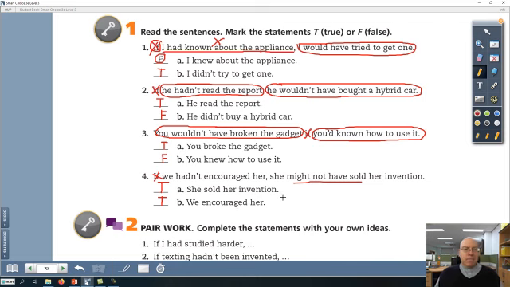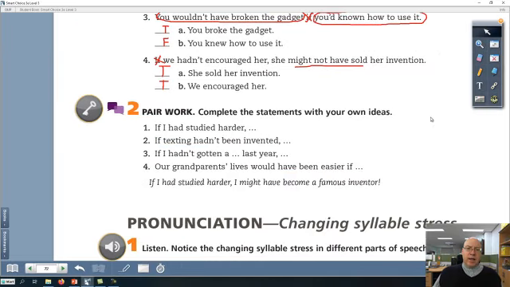So again, it might seem a little bit complicated, it might seem a little bit confusing, but try to think of the opposites. Here we have a negative, so the affirmative happened. Here we have an affirmative, so the negative happened. So think about that. All right, let's jump out here to the second part.